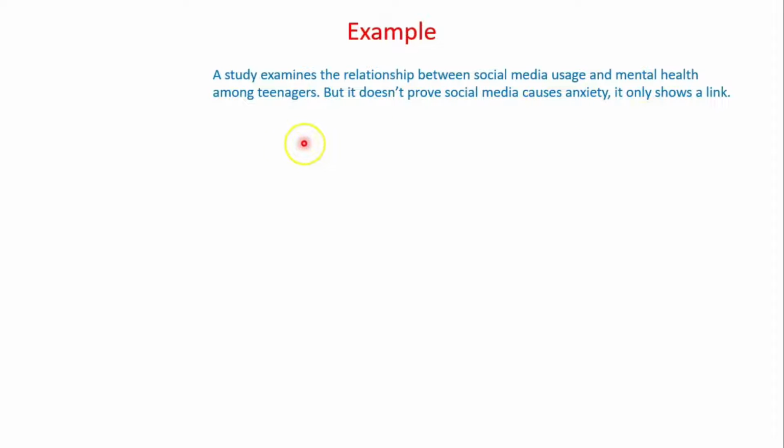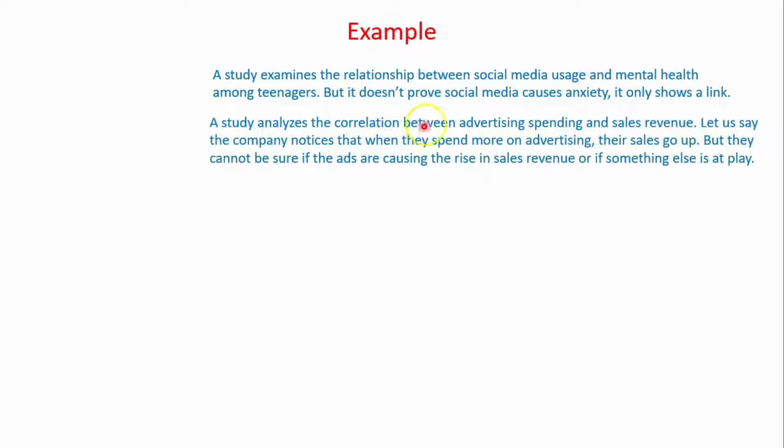You get it? Another example is a study that analyzes the correlation between advertising spending, that's advertisement expenditure, and sales revenue. So you want to look at the correlation between advertisement expenditure and sales revenue. Let us say the company notices that when they spend more on advertisement, their sales go up. But they cannot be sure if the ads are causing the rise in sales revenue or if something else is at play. So we are not trying to say advertisement expenditure is the cause of the rise in sales. No, we are just showing a link between them. You see that? So that is correlational.